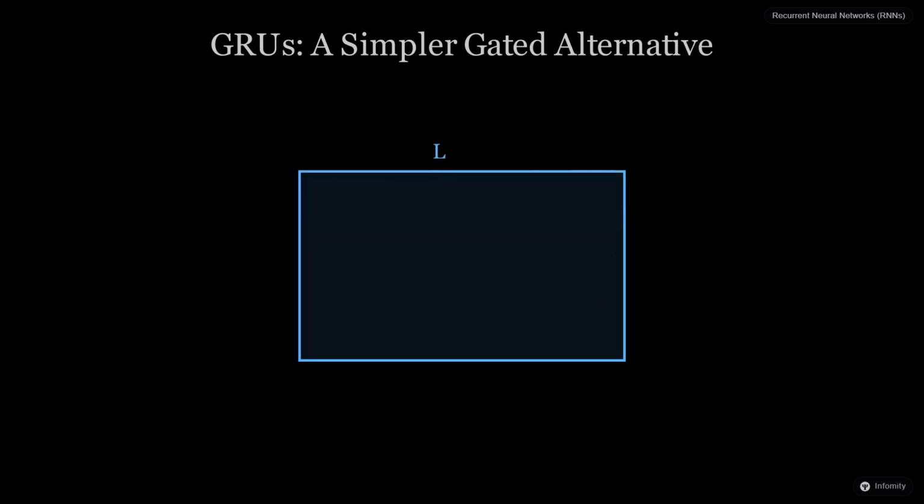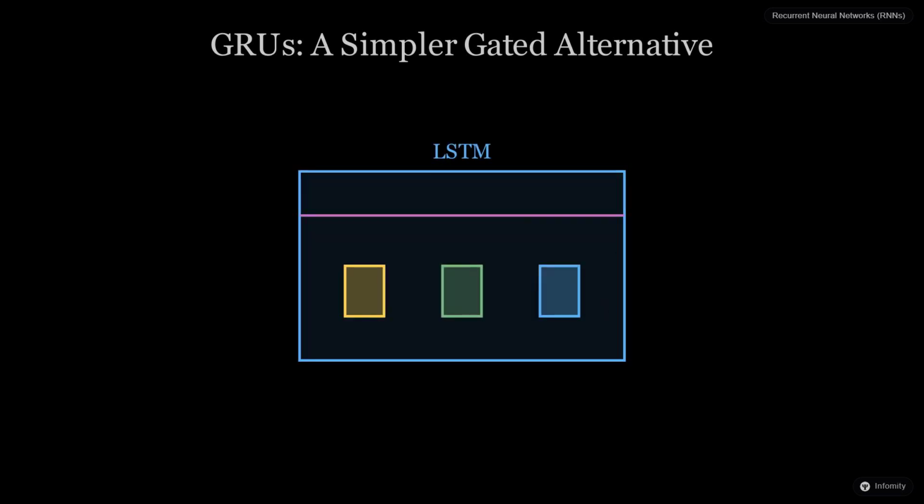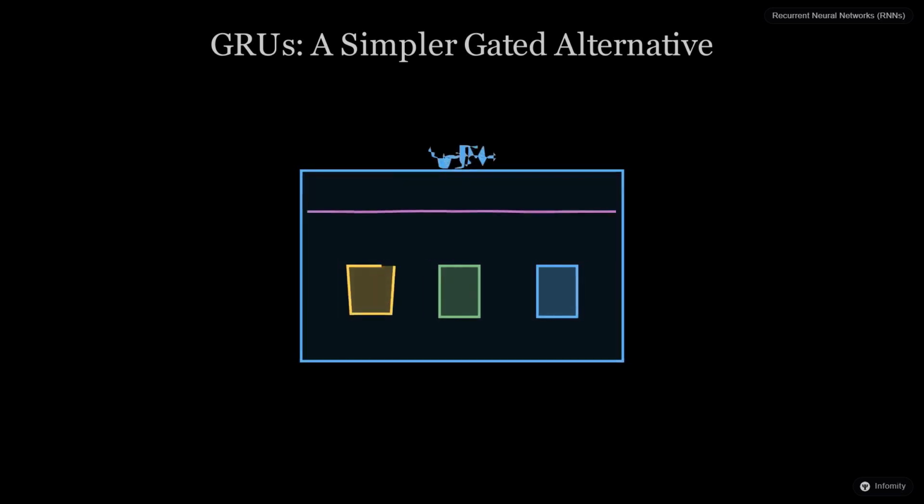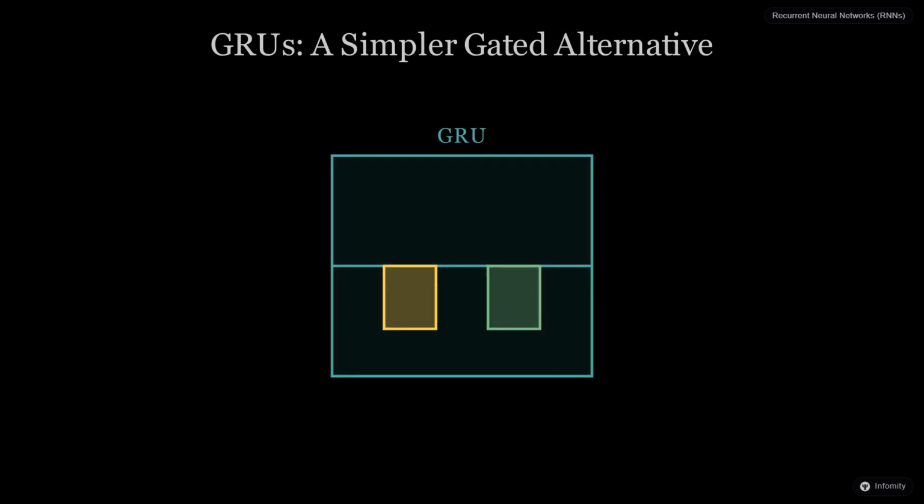While LSTMs are powerful, Gated Recurrent Units, or GRUs, offer a simpler, yet often equally effective, alternative. GRUs achieve similar performance to LSTMs, but with fewer gates, making them computationally less intensive. They combine the forget and input gates into a single update gate, which decides how much of the past information to carry forward and how much new information to add. They also have a reset gate, which determines how much of the previous hidden state to forget. This simpler structure can sometimes converge faster and requires less data to generalize.